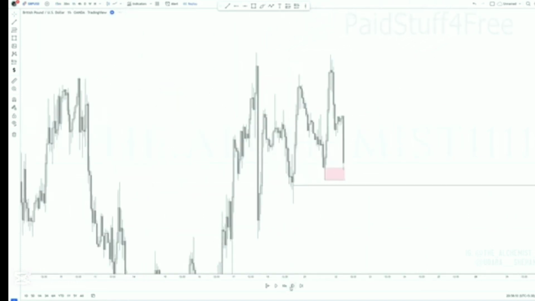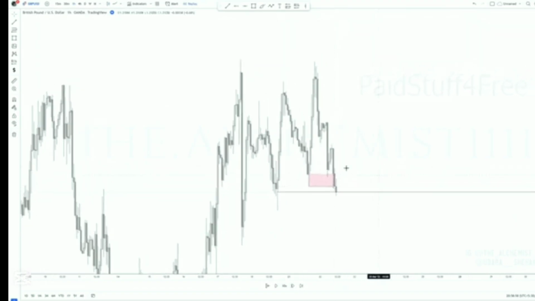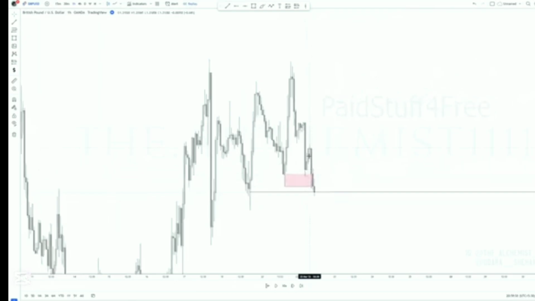So what happens? There it comes down, clears out all of this liquidity. Everyone that wanted to buy here, look at the reaction from that though. Why? Getting everyone hyped up. More and more buyers are getting in, chasing this move.